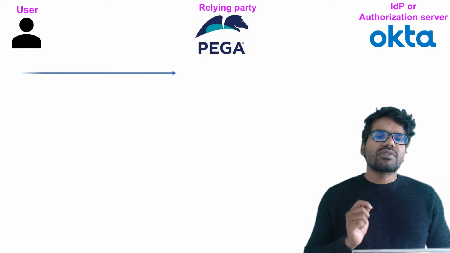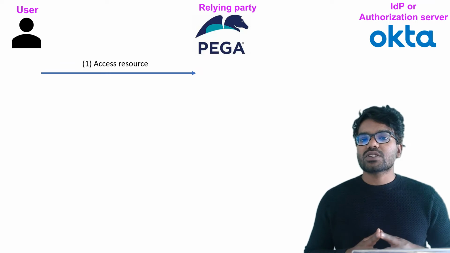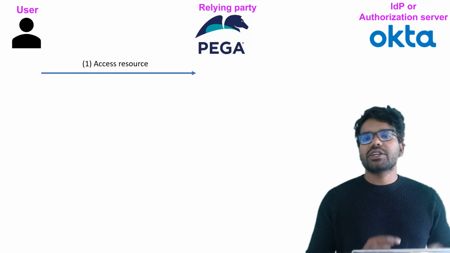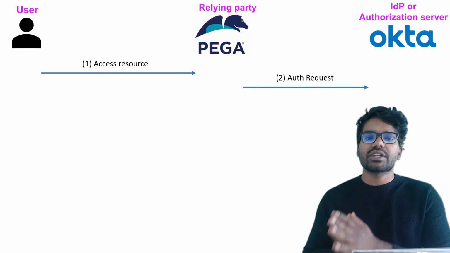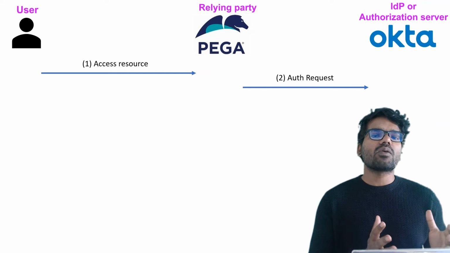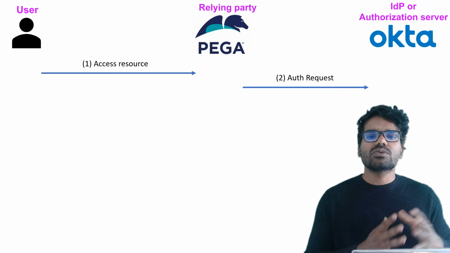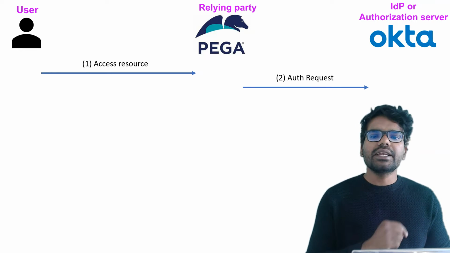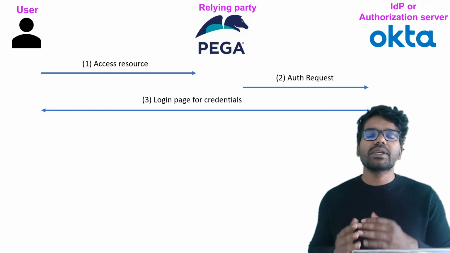It first starts with the end user sending a request to the Pega application. Since SSO is configured in the Pega application and it uses the IDP as the identity provider, it sends an authentication request as a next step to the identity provider. Then the identity provider validates everything. And if the user has never been authenticated using the identity provider, then the identity provider sends the login page for the user to log in. That will be the third step.